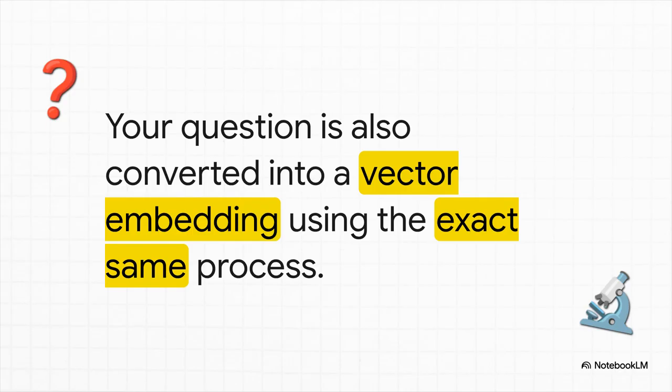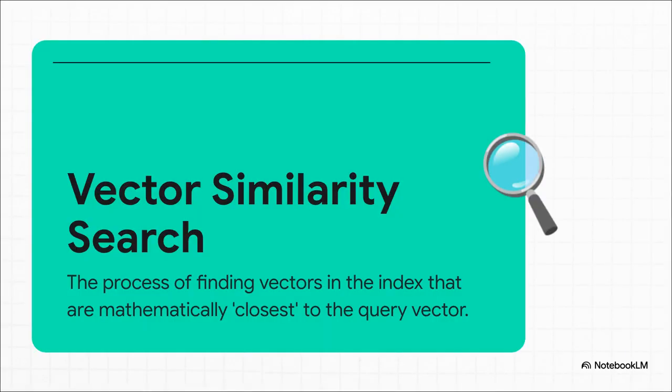It pulls the same trick, turning the meaning of your query into its own vector. Why? So it can compare your question's vector to all the vectors of the document chunks sitting in its library. And that comparison is called a vector similarity search. This is so important. It is not looking for matching keywords. It's doing something much smarter.